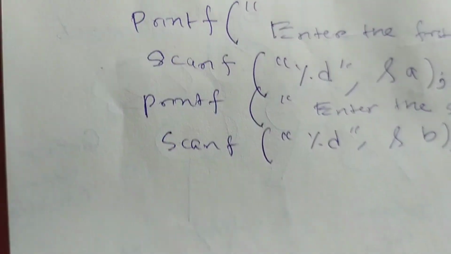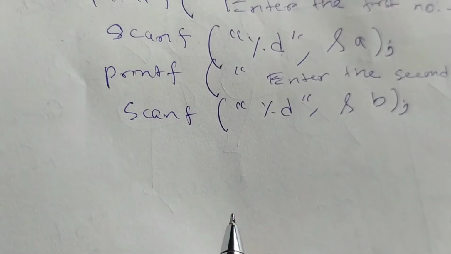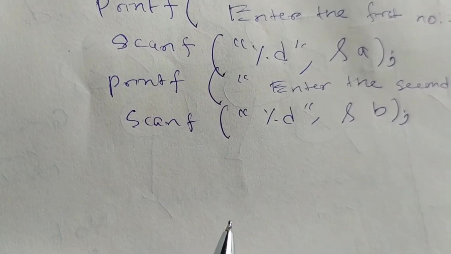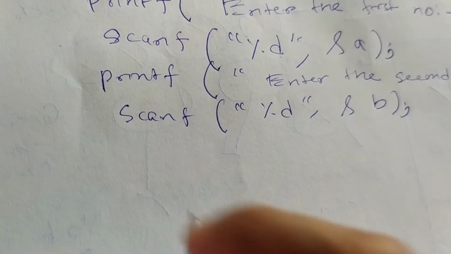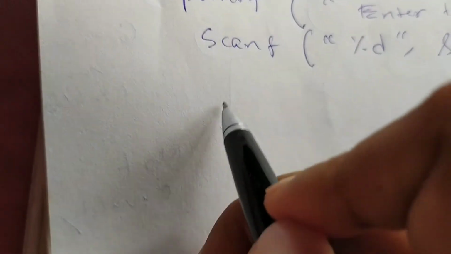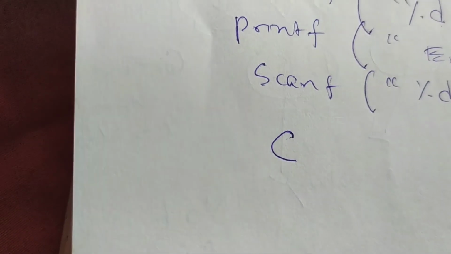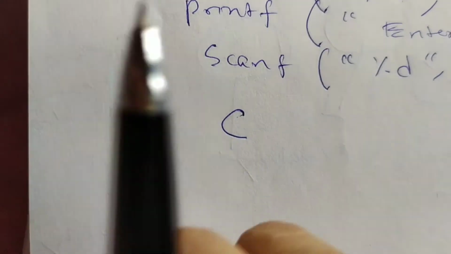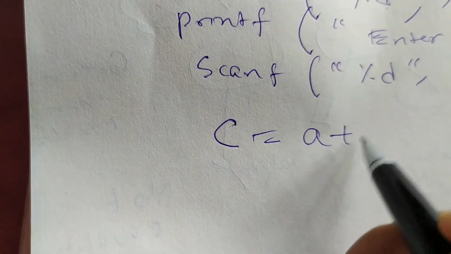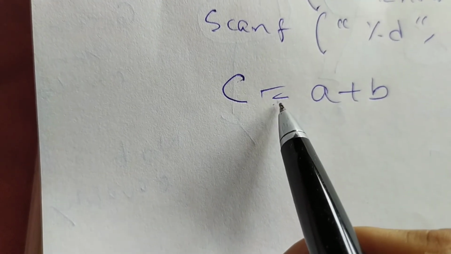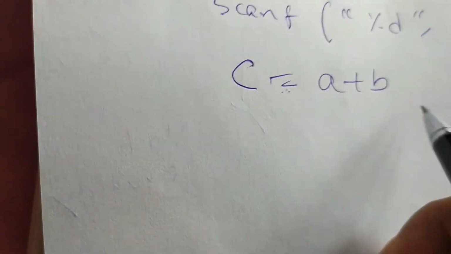I have discussed it in the previous videos. If you have any doubt, you can go through my previous videos also, and it will definitely clarify all your doubts. Now I am doing the first operation, that is the addition. I am assigning a value to c: c equal to a plus b. I am using the assignment operator, which I have already discussed.